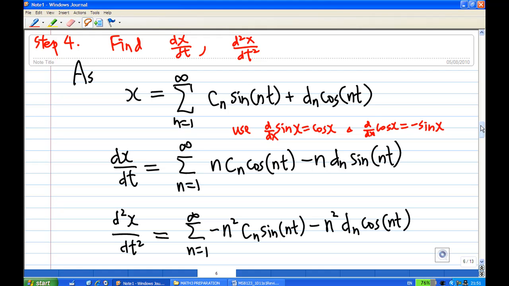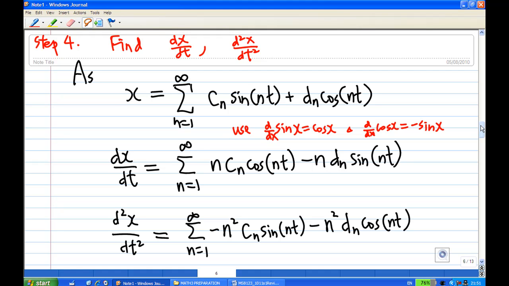Now in this case, we must know that the derivative of sin t is cos t, and the derivative of cos t is negative sin t. Together with the chain rule, we find that dx/dt is the summation of n c_n cos(nt) - n d_n sin(nt), and d²x/dt² will be equal to -n² c_n sin(nt) - n² d_n cos(nt).